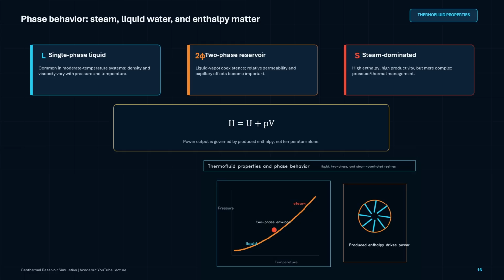The word enthalpy is important because geothermal power output depends not only on temperature, but also on how much usable thermal energy the produced fluid carries. Phase behavior can strongly affect pressure response, production rate, and plant performance. Therefore, property models are not just details, they control the economics.